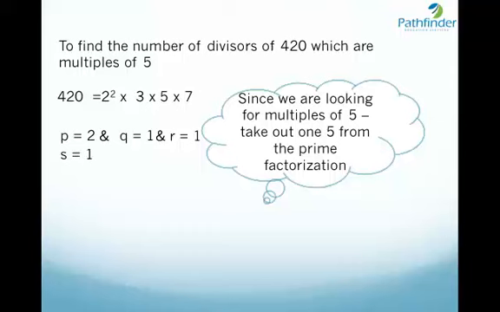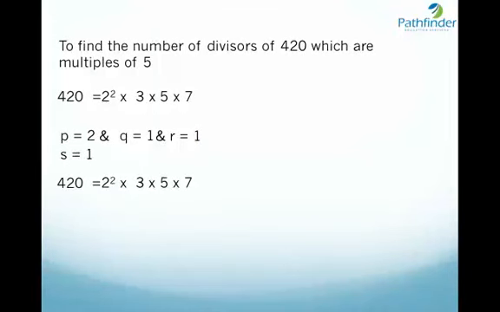Since we are looking for multiples of 5, just take out one 5 from the prime factorization. We are looking for all divisors that are multiples of 5, so we just want to take out one 5 from the prime factorization of 420 as represented below. So we have 420 is equal to 2 square into 3 into 5 into 7. Just ignore that 5, which means we can assume that r does not exist. r is the power of the prime factor 5. And now apply the same formula.